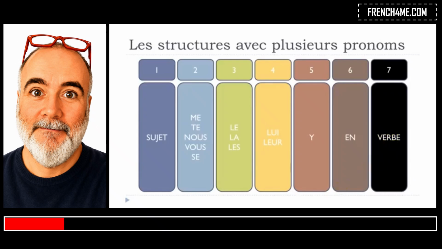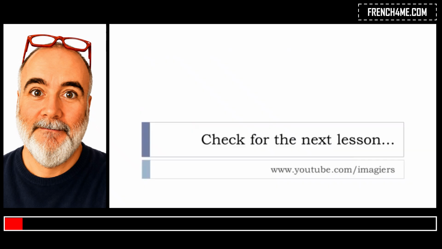So that's the rule, and that's the order that you should respect if you want to put one, obviously, two, or more than two pronouns in your sentences, in your structures. Okay, is it clear? Good. And that's the end of Unité 8. And now we'll rest a little bit.